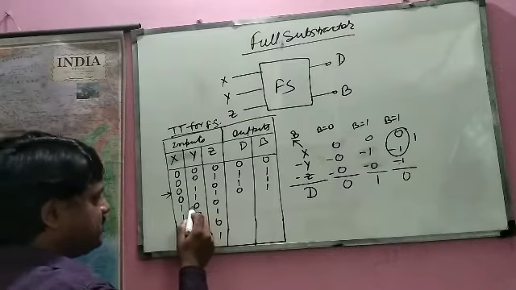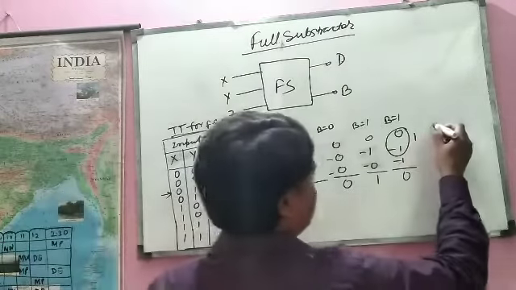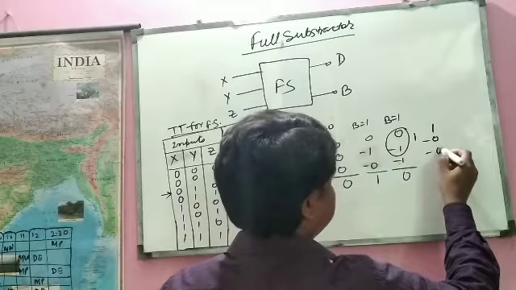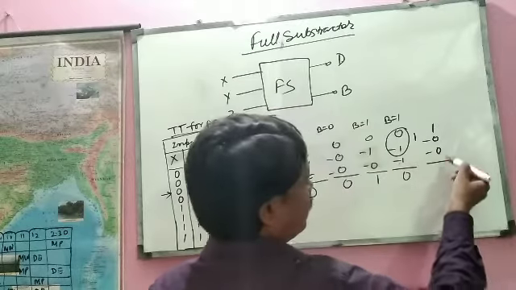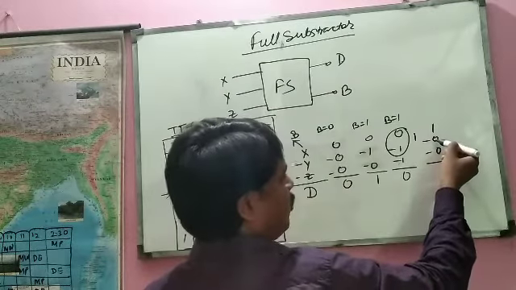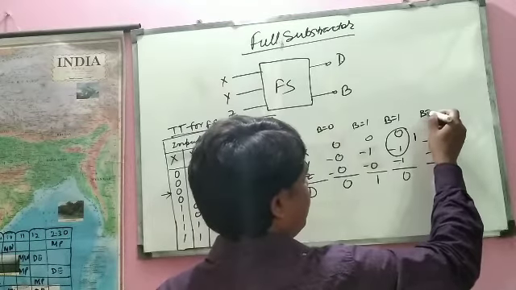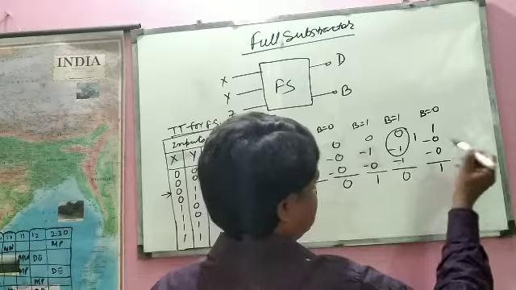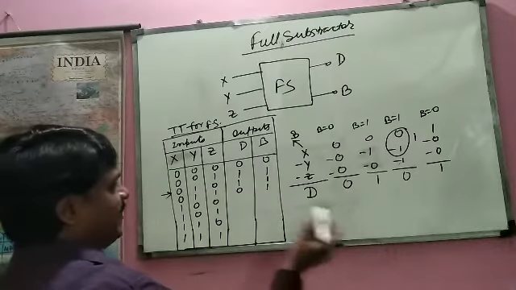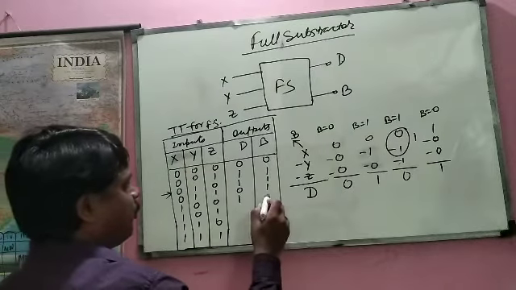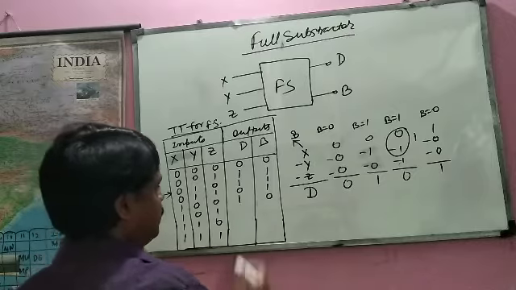Now come to the next value. 1 minus 0 minus 0. So what will be the value? 1 minus 0 is 1, and again 1 minus 0 is 1, so there is no need of borrow, and this value is 1. So the difference is 1 and borrow is 0.